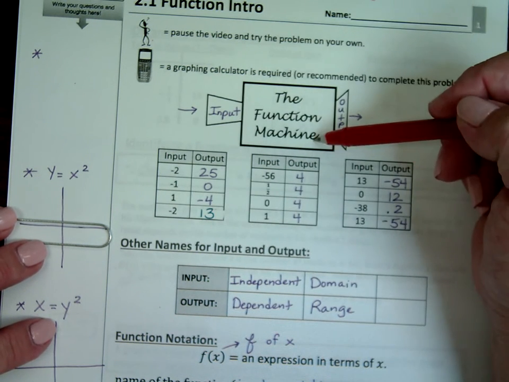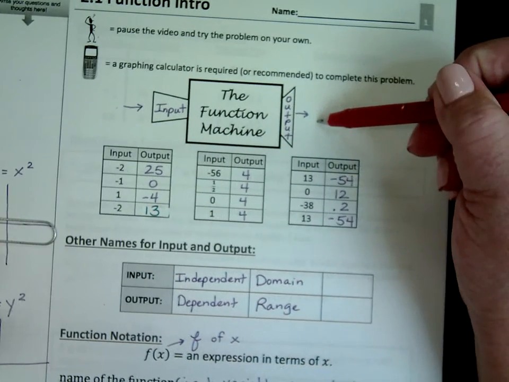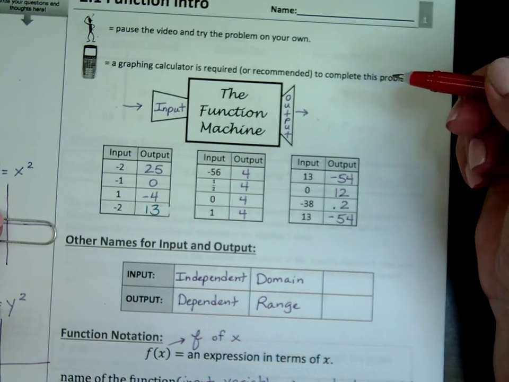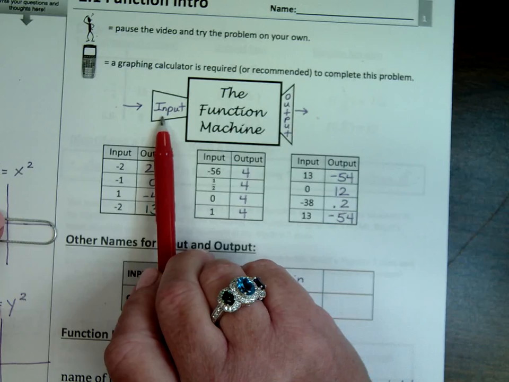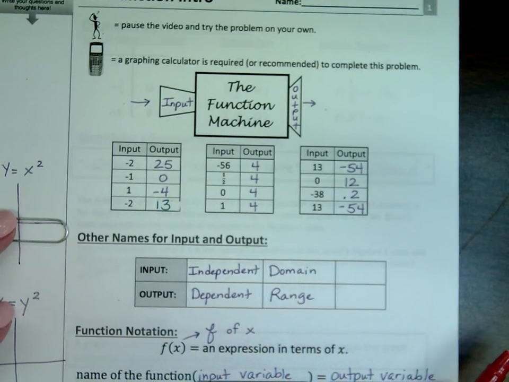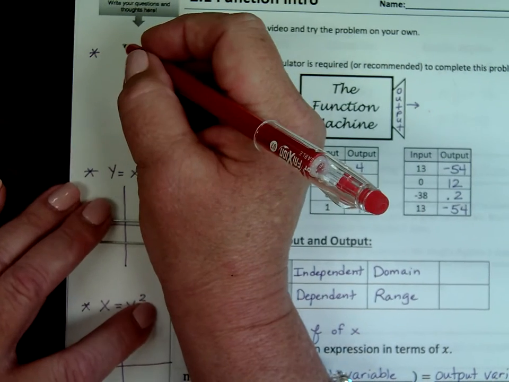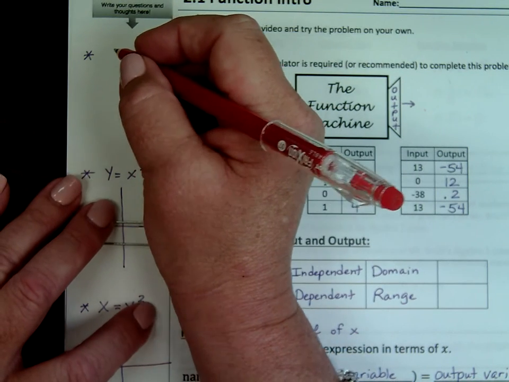So he talked about a function machine. He put people in and people out, and he was trying to show you what works to be a function and what doesn't work to be a function. And sometimes that's really confusing for kids. And so I'll give you the math gobbledygook, and then I'll put it into English for you, okay?